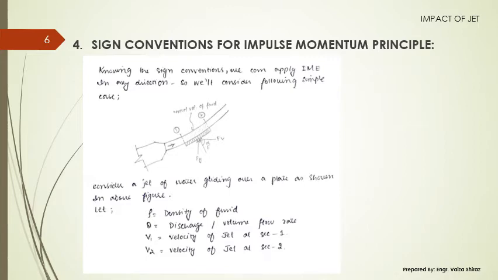So to understand the application of the signs for the velocities and the forces, we can consider this following simple case. In this, a jet of the water is gliding over a plate as shown in the figure. Section 1 and Section 2 defines the boundary of the control volume, and F is the force which is acting normal to the plate. Fx and Fy are their components, and alpha is the inclination of this force F with the horizontal axis. Rho is the density of the fluid. Q is the discharge or the volume flow rate. V1 is the velocity of the jet at section 1, and V2 is the velocity of the jet at section 2.